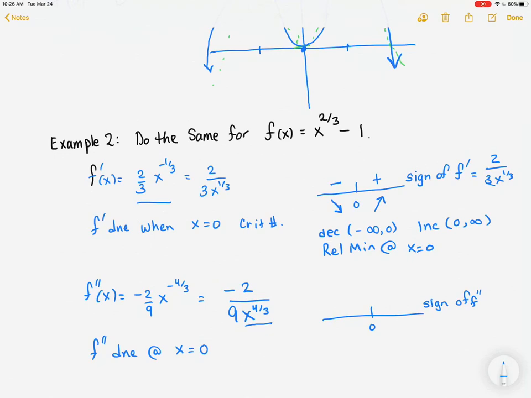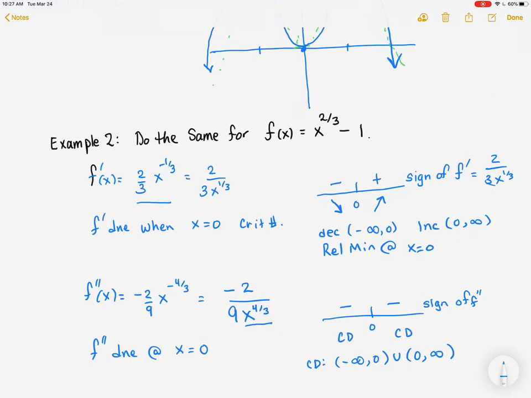Take any positive number divided into -2, and my second derivative is always negative, which tells me my graph is concave downward everywhere. It's not really concave downward at 0, so I've got to write that it's concave downward from -infinity to 0, and then again from 0 to infinity. It has no concavity at that point.